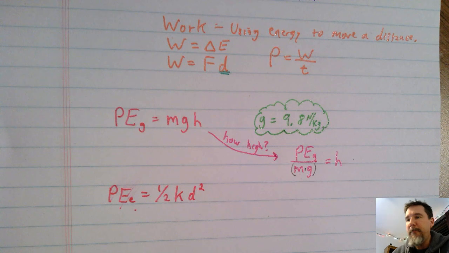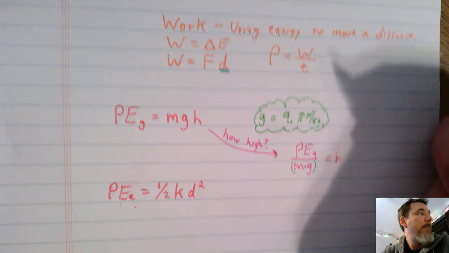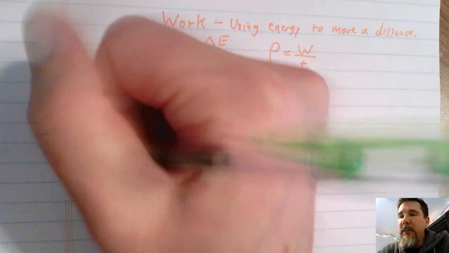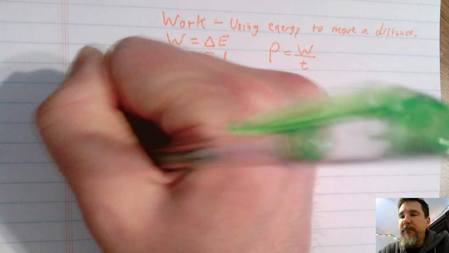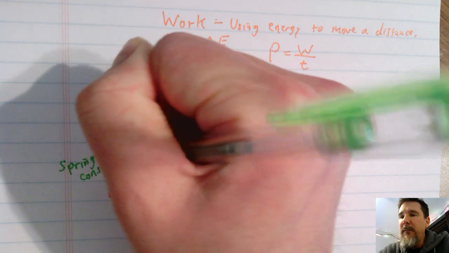k is not to be confused with KE. This is not kinetic energy. This is just k all by itself. It's a constant, and it is confusing, but it is what it is. You just have to get over that. k is the spring constant.